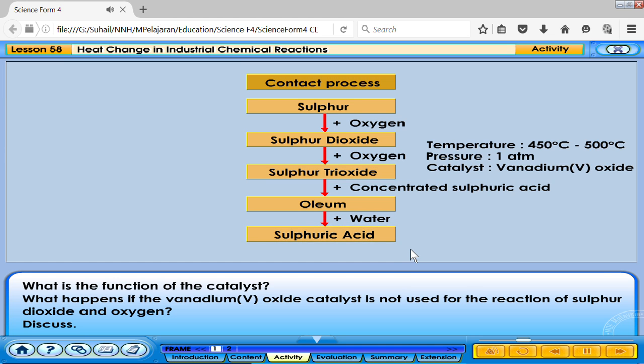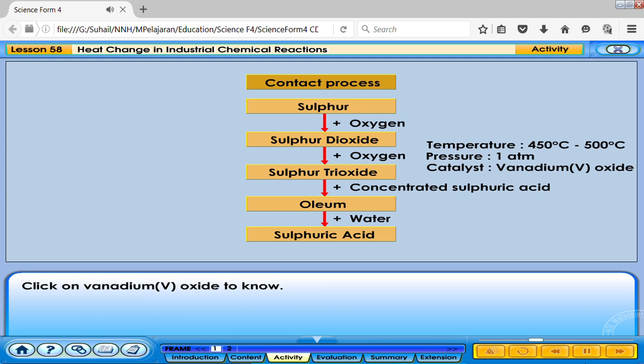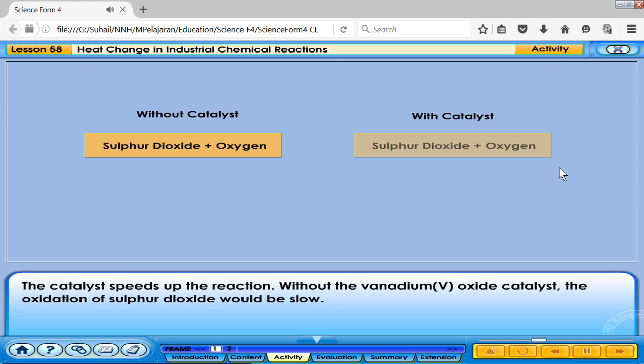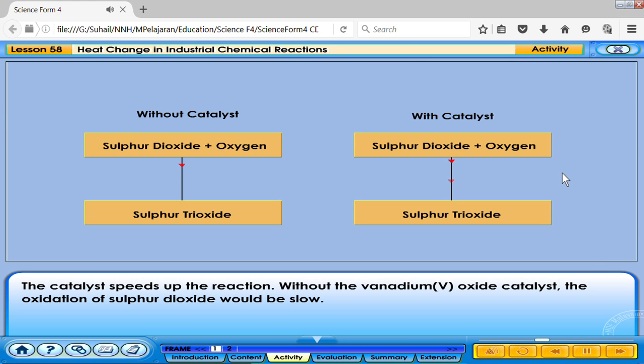What is the function of the catalyst? What happens if the vanadium 5 oxide catalyst is not used for the reaction of sulfur dioxide and oxygen? Discuss. Click on vanadium 5 oxide to know. The catalyst speeds up the reaction. Without the vanadium 5 oxide catalyst, the oxidation of sulfur dioxide would be slow.